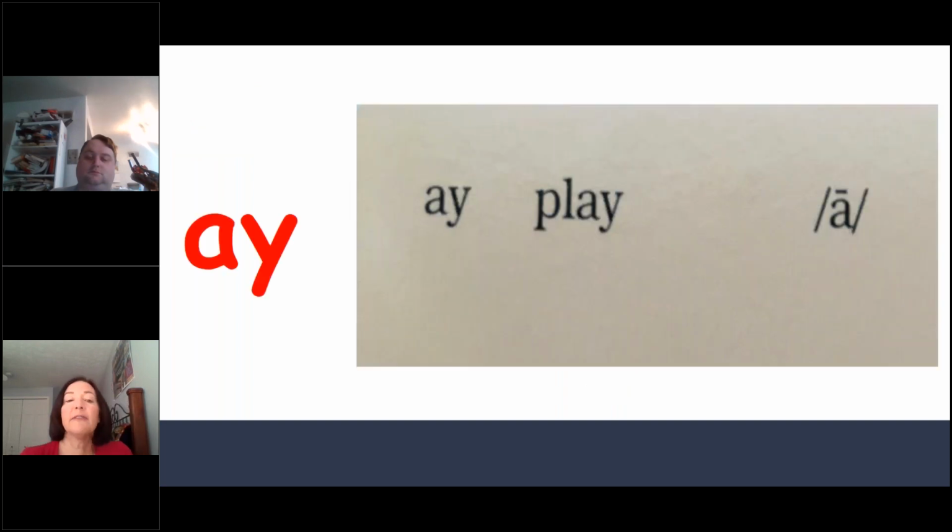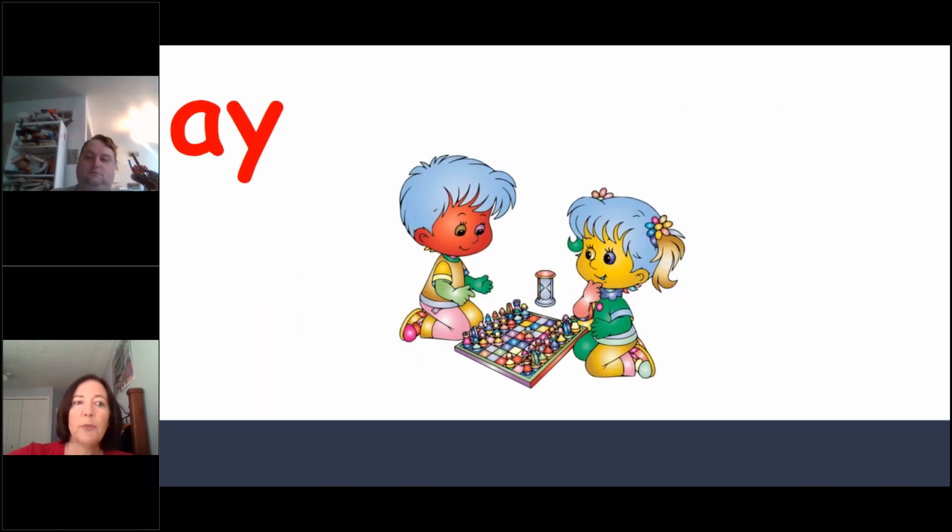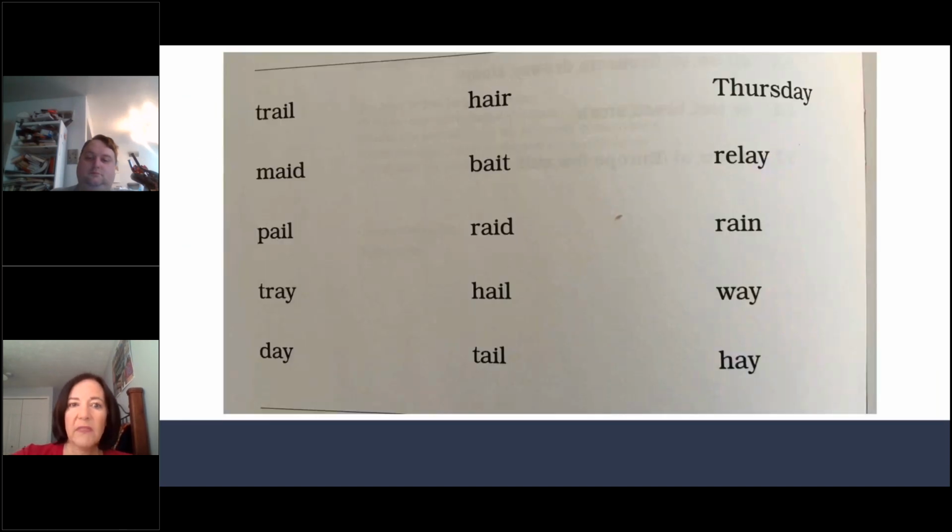Another vowel digraph is AY. It also says /eɪ/. Sound card says AY, play, /eɪ/. Your brain should be thinking AY, play, /eɪ/. Let's do a practice page. These are all real words, so in most cases, there's a good chance you have them memorized. So I'm not going to read this aloud. Go ahead and pause the video and practice.